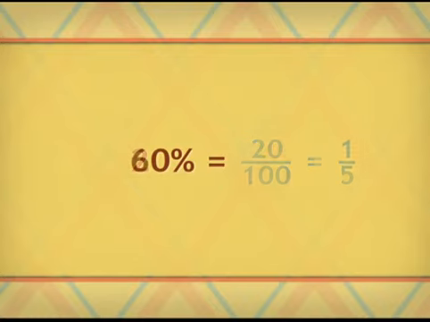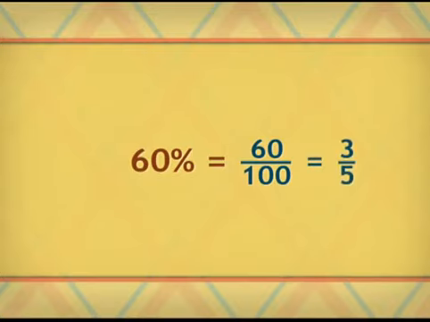How about 60%? It's going to be 60 100ths. That's not in lowest terms though, is it? 60 and 100 are both multiples of 10, so they can both be divided by 10. But you know, they can also both be divided by 20. 20 is the greatest common factor here. So 60 divided by 20 is 3. And 100 divided by 20 is 5. So 60% is equivalent to 3/5.